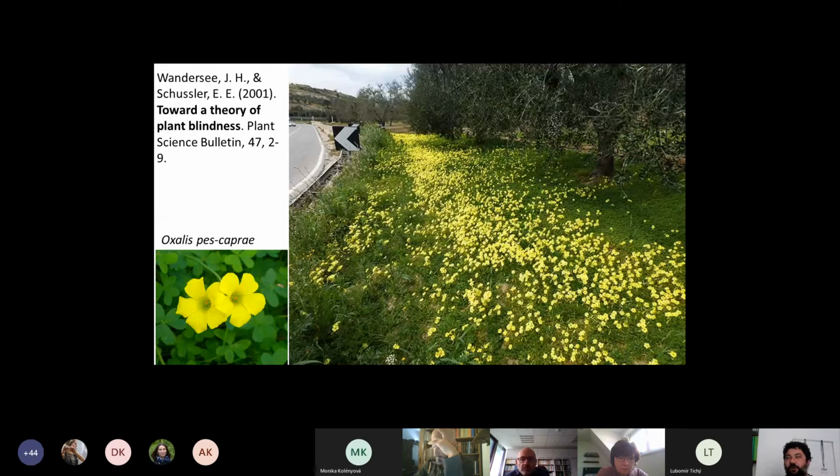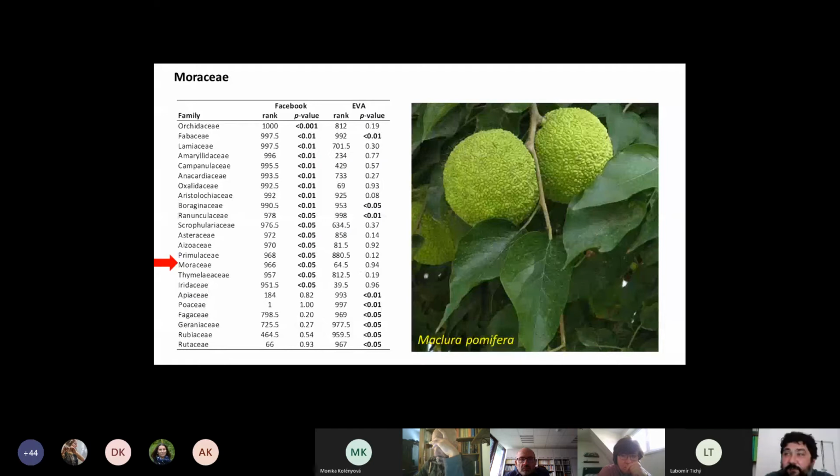And this is another example of plant blindness, also related to the Moraceae family, because Moraceae are also very widespread in Sicily, because there is Ficus carica. But in this case, people are showing a lot of pictures of Maclura pomifera, that is also an alien species from North America, and this species has a fruit totally different from the Mediterranean fruit that we know, because it's a big sorosis, green and rounded. So people are very attracted by this species.